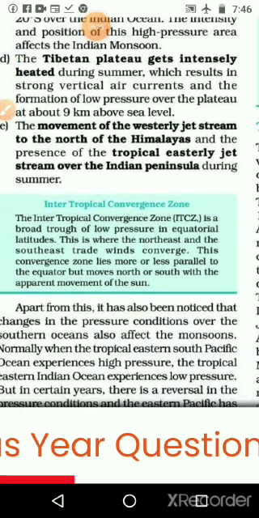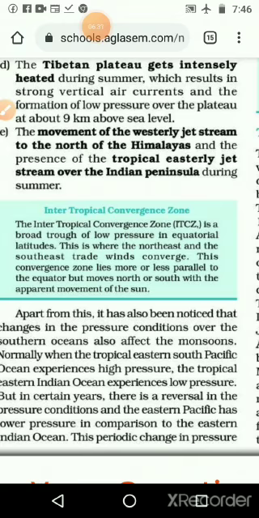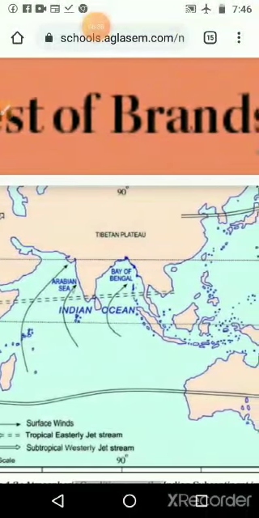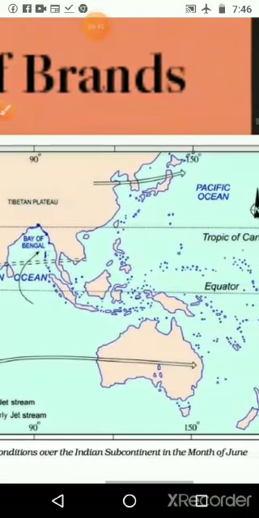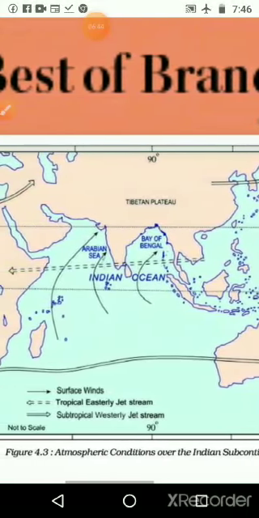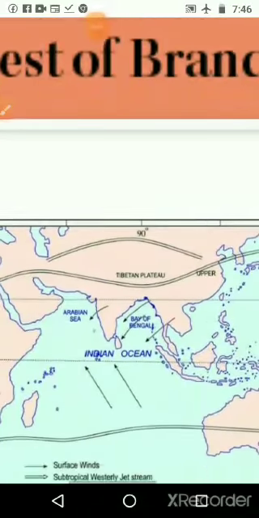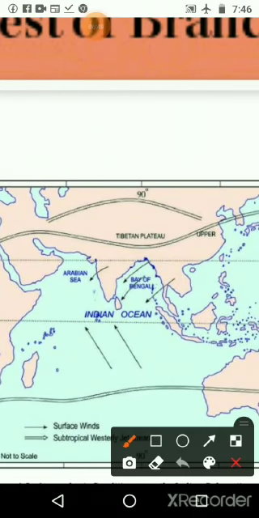Next point we want to remember, the movement of the westerly jet streams to the north of the Himalaya and the presence of the tropical easterly jet stream over the Indian peninsula during summer season. We will go back to the map, then you can understand this. The second map, in the month of June, we can see on the first map itself the jet streams moving through this side, above the northern part of the Himalayan hills.